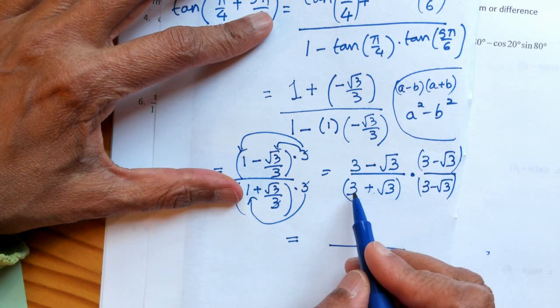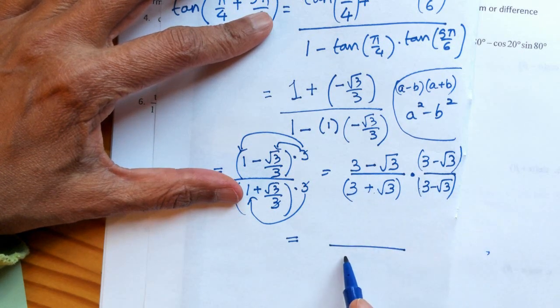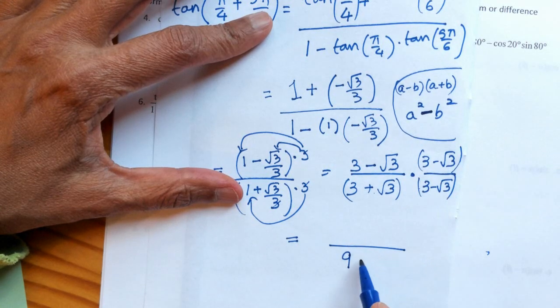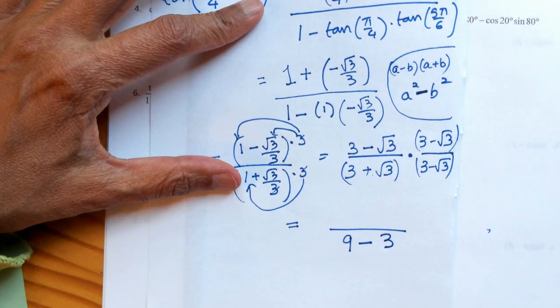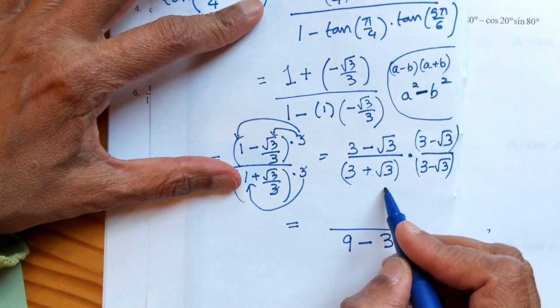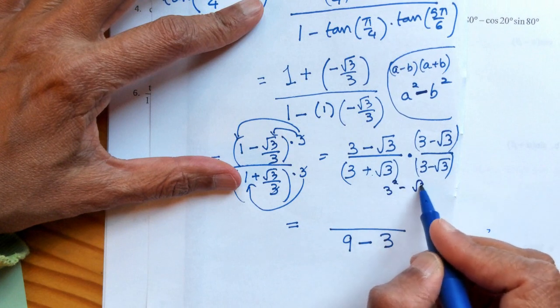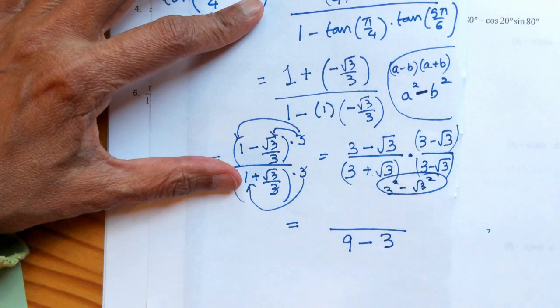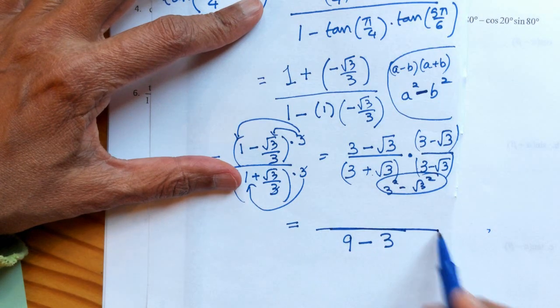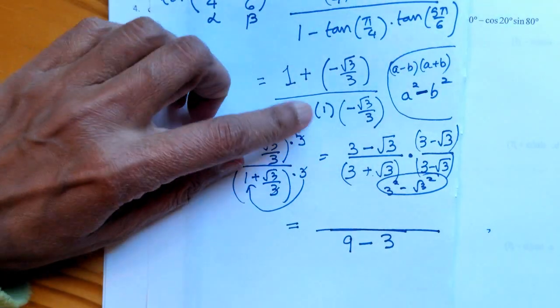Let's take care of the denominator. A square, 3 square is 9, minus B square, square root of 3 square is 3. Did everybody get that? 3 square minus square root of 3 square. That's what we basically wrote. A square minus B square. But the numerator is a little more work. You have to FOIL it.